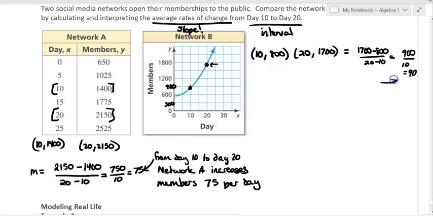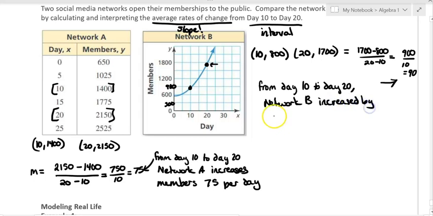So what this tells us is that on network B, not at all times, just from day 10 to day 20, network B saw an increase of 90 members per day on average. That means some days may have been a little over 90, some days may have been a little under 90. That was just their increase at that time.